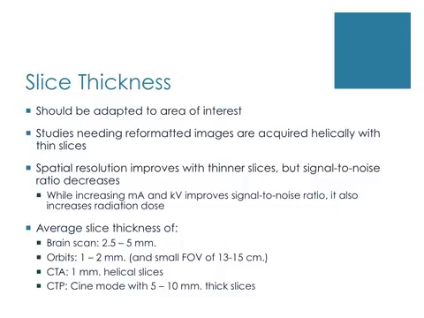Orbits are studied with 1 to 2 millimeter slices, so the orbits usually need better detail, so they have thinner slices, and a small field of view is often used, usually 13 to 15 centimeters. The CTA image acquisition utilizes 1 millimeter helical slices, and the CTP uses a cine mode and uses 5 to 10 millimeter thick slices.